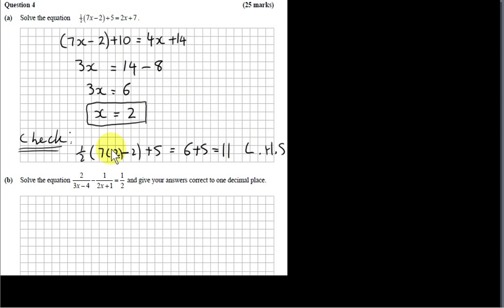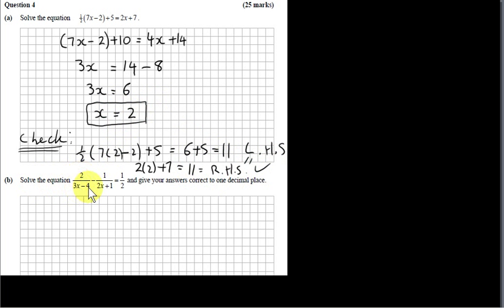Let's look at the right hand side. The right hand side is 2x plus 7. So we plug 2 in for x. We have 2 2s are 4. 4 plus 7 is 11. So that's the right hand side. So left hand side equals right hand side. So x equals 2 is the correct solution.